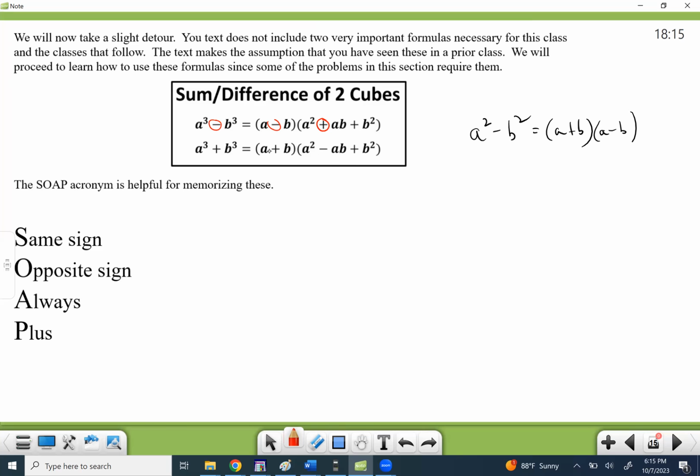If you go down here, same sign, it starts as a plus, it's going to be the same. Opposite sign, always plus. So when I'm doing these for myself, I'll write out the variables. I'll be like, okay, I know it's AB, A squared, AB, B squared. And then I'll be like, okay, if it's a minus here, then I know it's the same sign, opposite sign, always plus. It helps me fill in at least the signs, but you got to put in the work to remember the variables. Okay. SOAP. Hopefully you will remember SOAP.